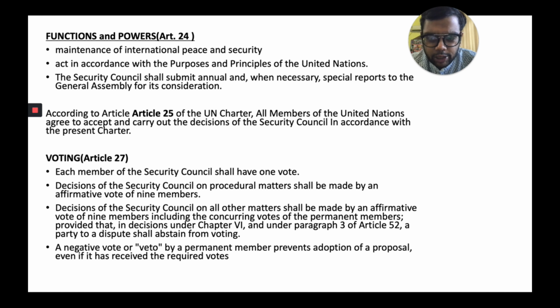Now, Article 25 is one of the most important articles of the UN Charter with regard to the United Nations Security Council. Article 25 states that all members of the United Nations agree to accept and carry out the decisions of the Security Council in accordance with the present charter. Now, in our previous videos you have seen that we have mentioned Article 25 several times.